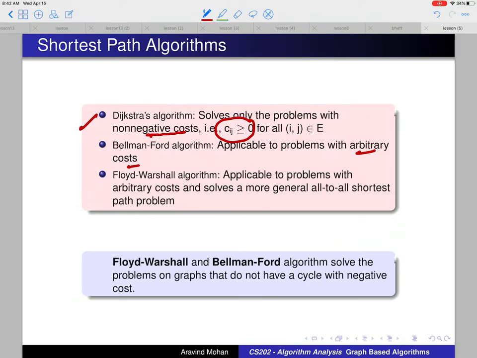And the Floyd-Warshall algorithm also works with arbitrary cost, and more generally, it works for the all-to-all shortest path problem, right? Meaning from any vertex, we could find the shortest path to all other vertices. And finally, we should point out that Floyd-Warshall and Bellman-Ford algorithms solve this problem in graphs that do not have a cycle with negative cost. For simplicity and for time's sake, we are going to discuss only Dijkstra's algorithm, but it is also good to spend some time by ourselves to look at how the other two algorithms are implemented.